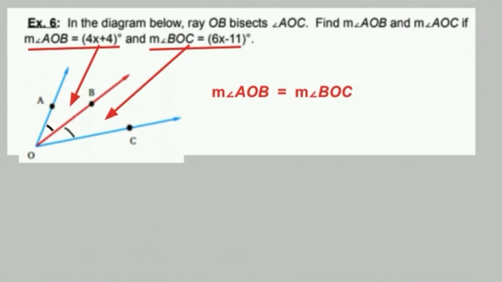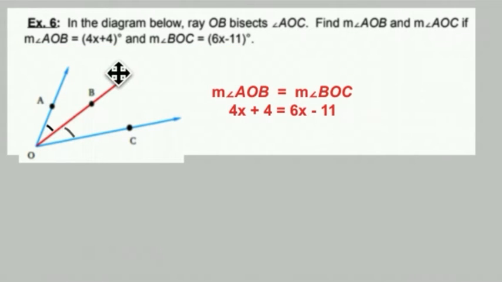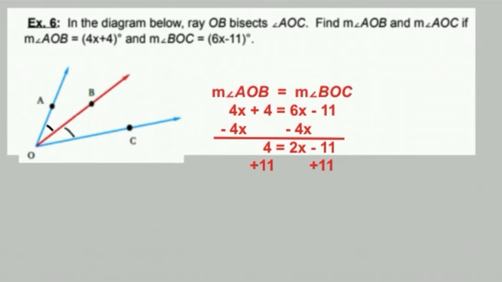So if those two angles have equal measures, that means that 4x plus 4 has to equal 6x minus 11. To solve the equation, I like to subtract the smaller x variable term from the larger to get a positive 2x minus 11 on this side is equal to 4 on this side. Next, I'm going to add 11 to each side of the equation to get 15 equals 2x. When I divide each side of the equation by 2, I get x equals 7.5.